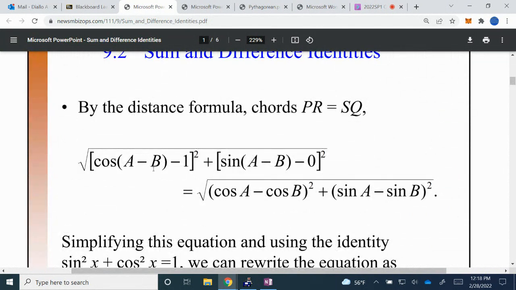But instead of using x sub 1 and x sub 2 and y sub 1 and y sub 2, they're actually using the cosine values. So the PR, its distance is here. That's equal to SQ, its distance is here.